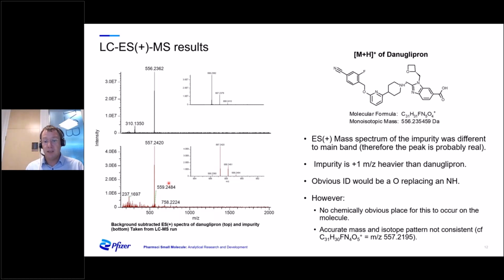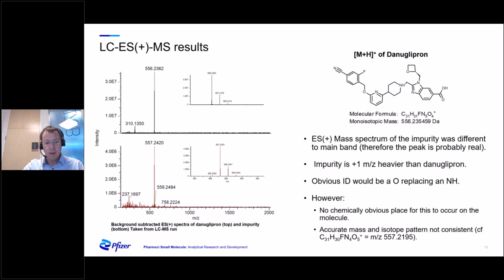Now, at this point, anyone who's done any structure elucidation is probably immediately thinking it's gone up by 1 Dalton, it's an oxygen replacing an NH. However, if you look at the structure here of danuglipron, there are no obvious places on that structure where you could replace an NH with an oxygen. And furthermore, if you work out the accurate mass of an oxygen for NH replacement of danuglipron, you get a formula of 557.2195. And this is miles away from the 557.2420 measured mass.